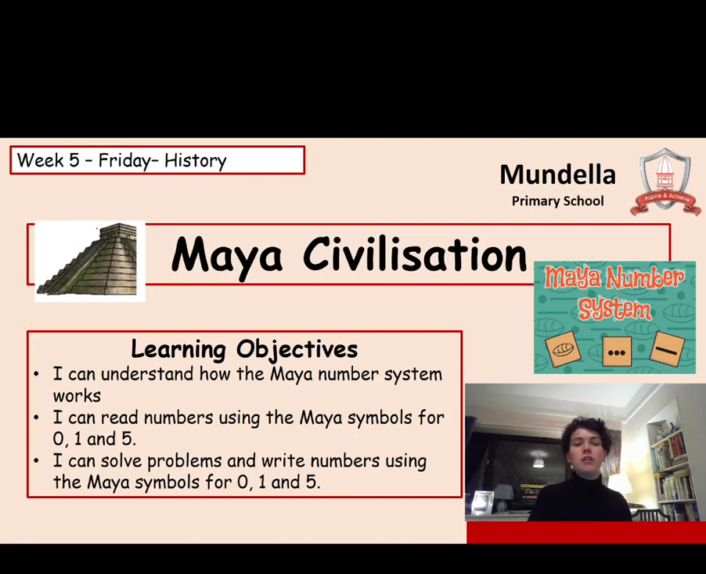You're going to be reading numbers using the Maya symbols for 0, 1 and 5. And you're also going to be solving problems and writing numbers using the Maya symbols for 0, 1 and 5. At the end of the lesson, the task is a creative task where you can use what you have learned from today's lesson to create your own board game.